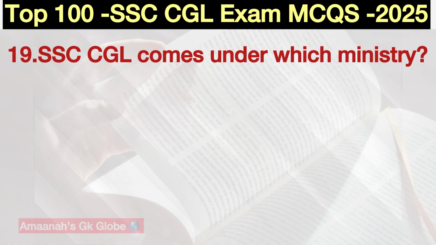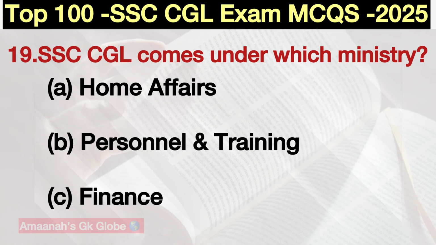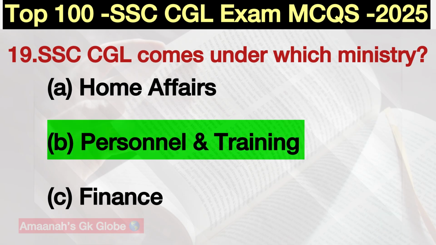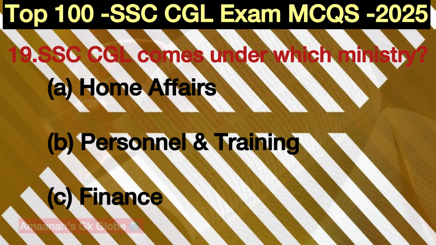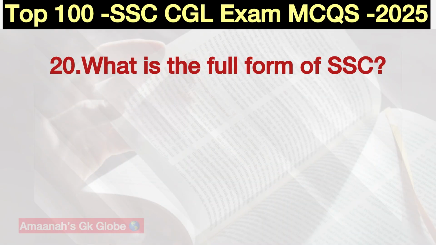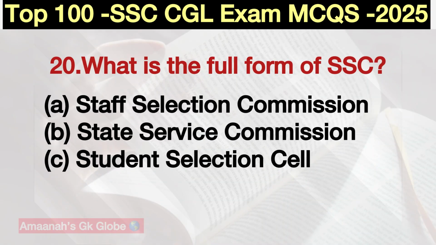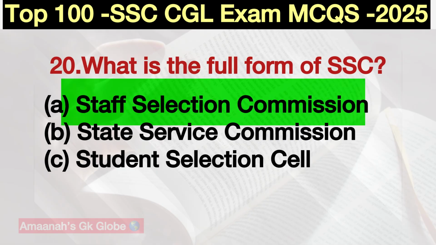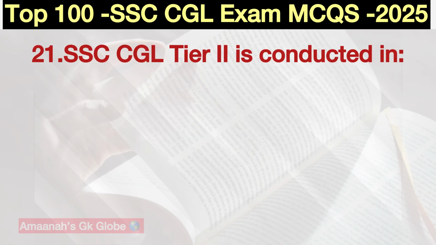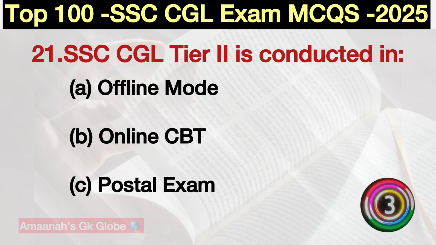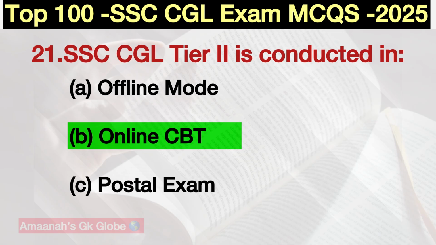Question number 19. SSC CGL comes under which ministry? It's option B, Personnel and Training. Next question is, what is the full form of SSC? Right answer is option A, Staff Selection Commission. SSC CGL Tier 2 is conducted in option B, online CBT.